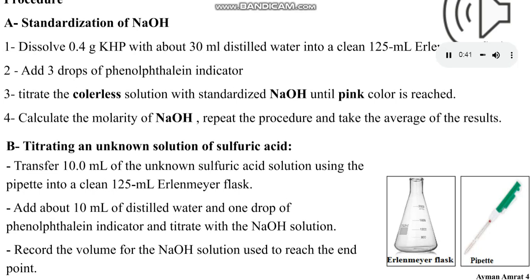Part B, titrating an unknown solution of sulfuric acid. Transfer 10 ml of the unknown sulfuric acid solution using a pipette into a clean Erlenmeyer flask. Add 10 ml of distilled water and 1 drop of phenolphthalein indicator and titrate with standardized NaOH. Record the volume and calculate the concentration of sulfuric acid in the unknown solution.